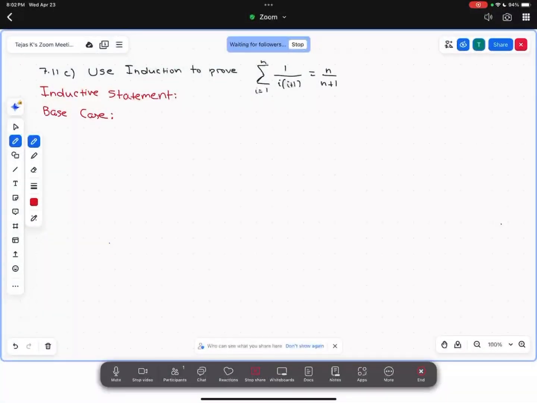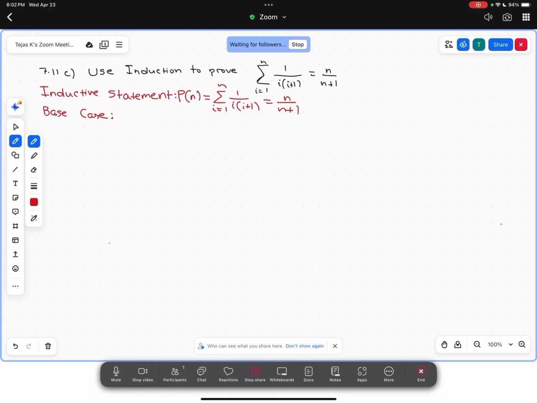Hi, today I'm going to use induction to prove that the sum from i equals 1 to n of 1 over i times (i plus 1) is equal to n over n plus 1. So let's begin with our inductive statement, which is P of n. That can be written as the sum from i equals 1 to n of 1 over i times (i plus 1) equals n over n plus 1. This is our inductive statement, which is our very first step.